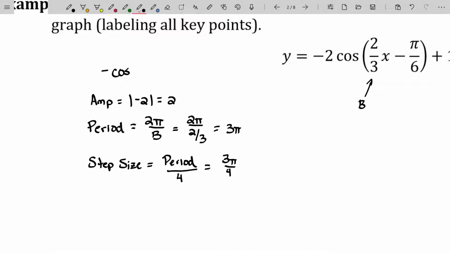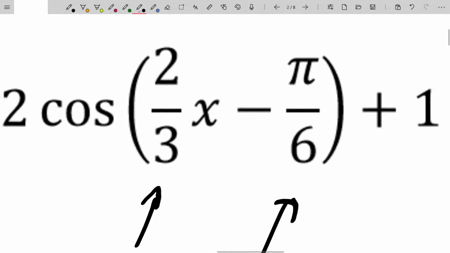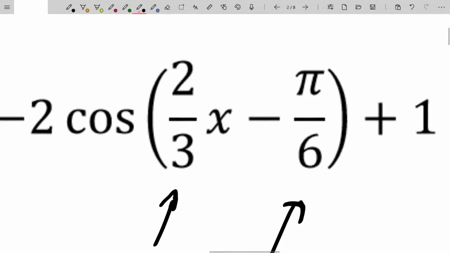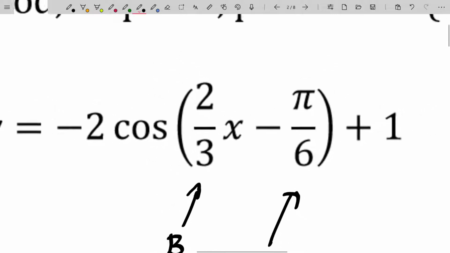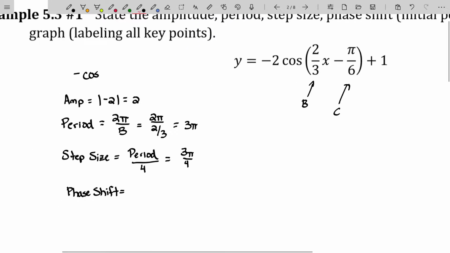Then I go to the next number, which is c, and I state the phase shift. And some people call that the horizontal shift, which it is, but that's not what c is. C is not the horizontal shift. C has something to do with the horizontal shift, but it is not the horizontal shift. The horizontal shift is negative c over b.